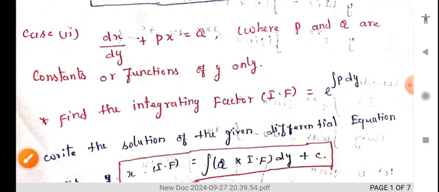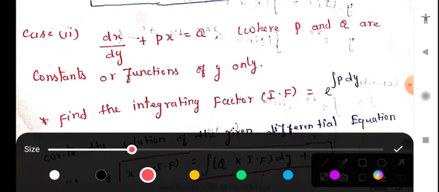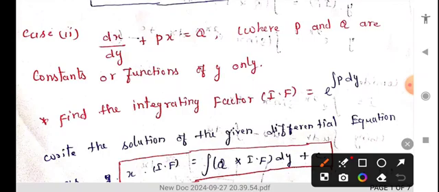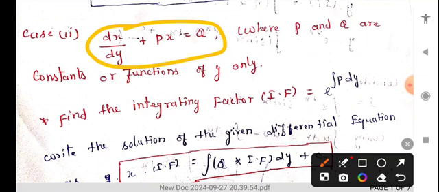That is the next case. What is the next case? Obviously, you can have dx by dy plus px equal to q. The same process we applied for the first case, we have to apply for the second case also, the same procedure. So the first step is, when the sum is presented in this form, that is dx by dy plus px equal to q.